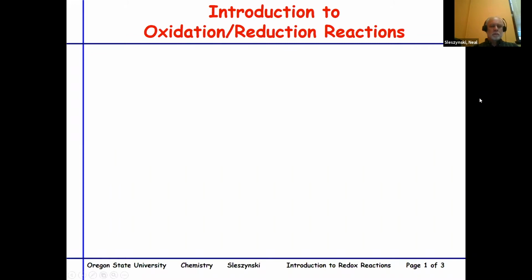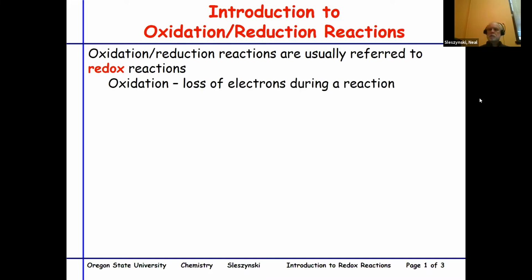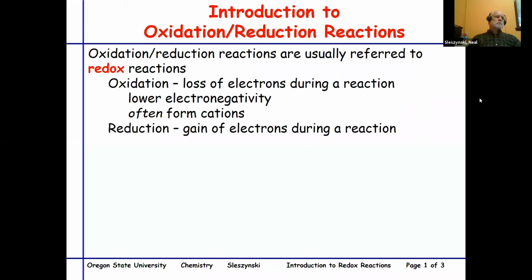This tutorial is a short introduction to oxidation reduction reactions. Oxidation reduction reactions are often referred to as redox reactions. For definition purposes, oxidation means that an element has lost electrons during a reaction. Usually these elements have lower electronegativity values and very often form positively charged cations as the result of this oxidation.